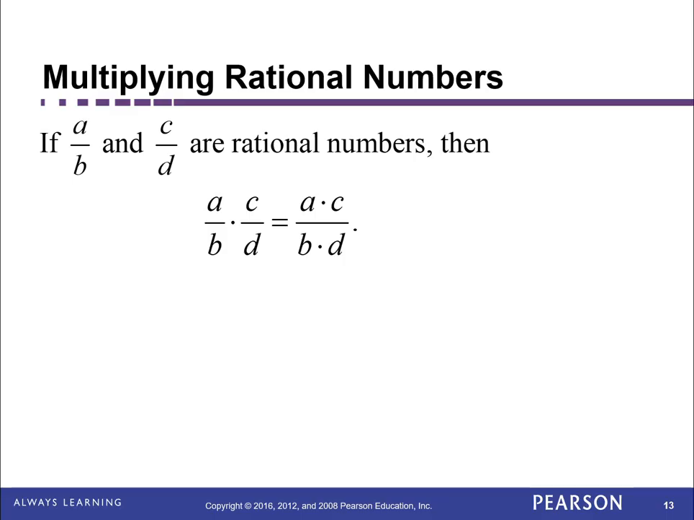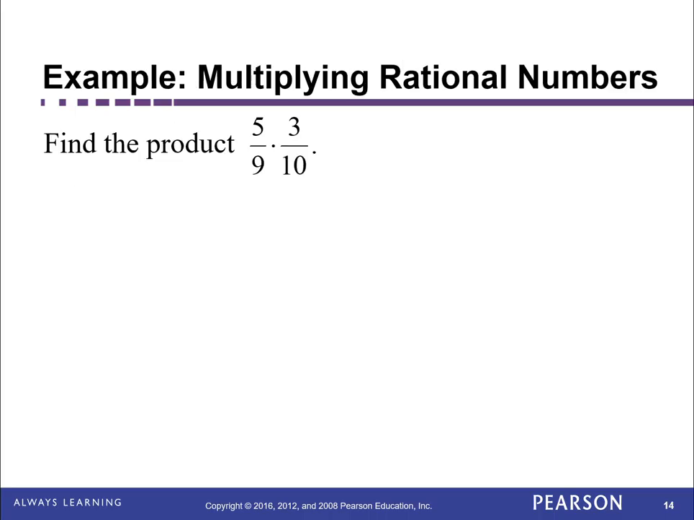Now let's look at a multiplication case. Okay, if a over b and c over d are rational numbers, then a over b times c over d equals a times c over b times d. Essentially all you're doing is multiplying across the top and multiplying across the bottom.